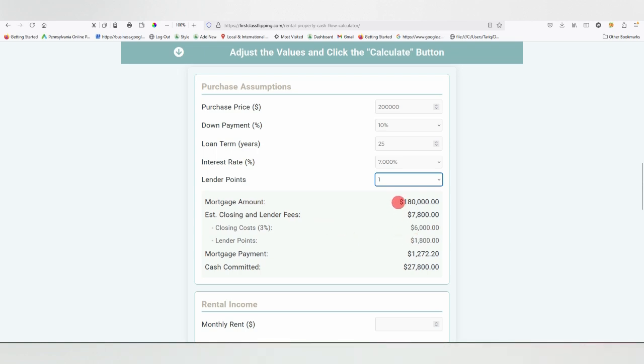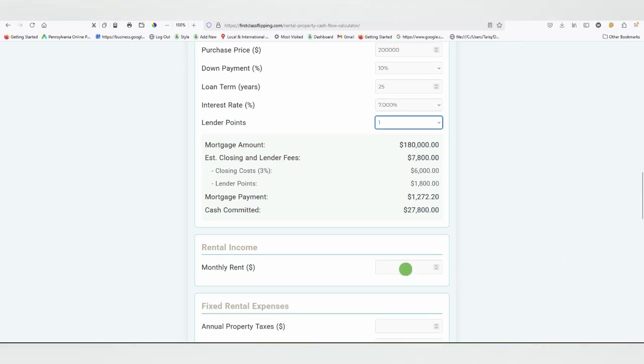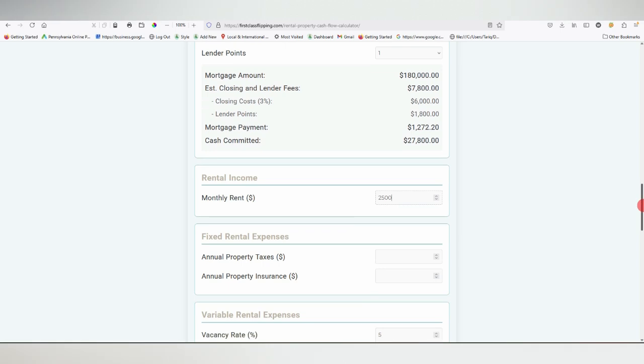And on your mortgage at 7%, you're going to be paying about $1,272 for your mortgage, and you basically got to come to the table with about $27,800. Okay, so now you're going to come down here and say, okay, how much will this place rent for? Let's hypothetically say you can rent this spot out for $2,500. Okay, and now it's going to ask you, what are your annual property taxes?